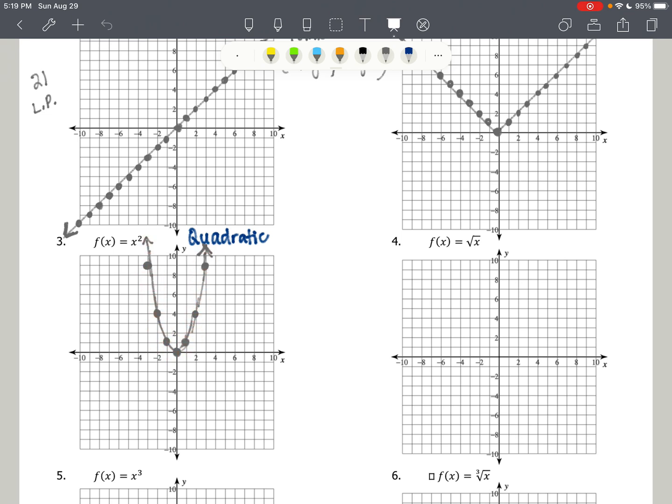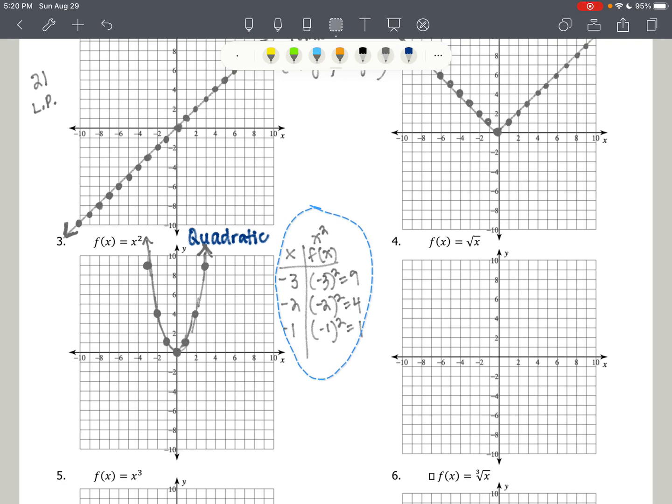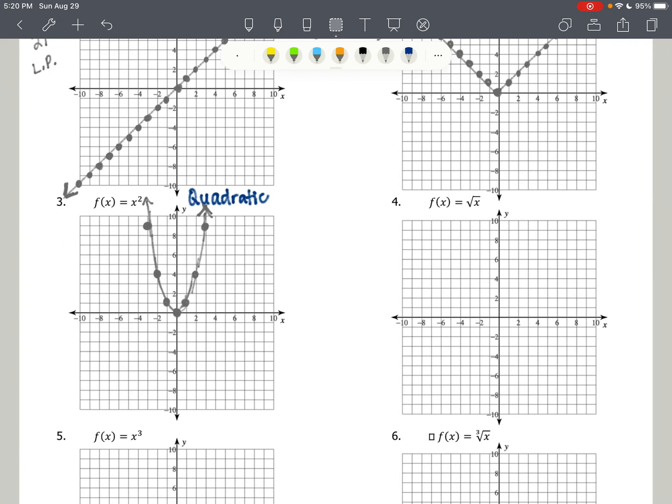Okay? And again, what we did was, f of x is x squared, so we put a -3 in. -3 squared is 9. We put a -2 in. -2 squared is 4, and so on and so forth, until we filled up everything that we could fill up on the given grid, and then we connected the dots, because these are continuous curves.